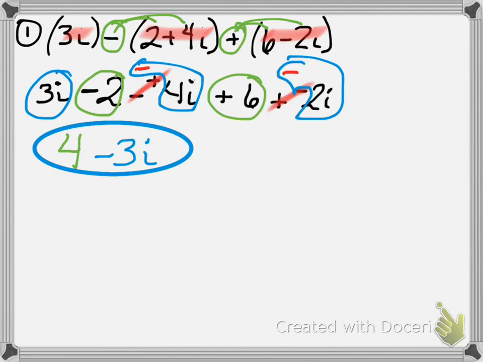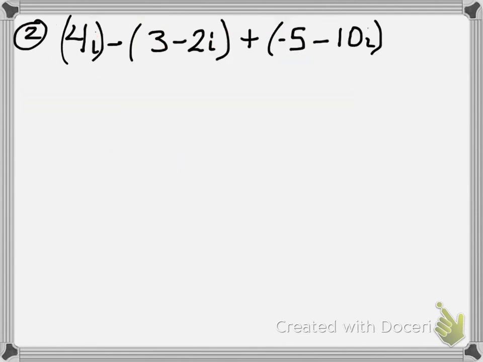So the first step is to get your signs taken care of, then combine like terms. Same as you've done since junior high. Just now our variable is the imaginary number i. Let's do it again.